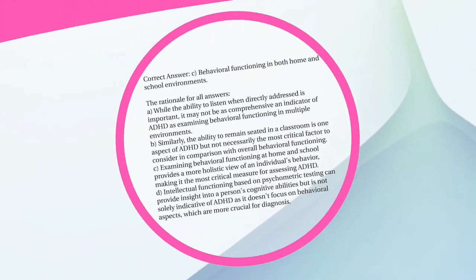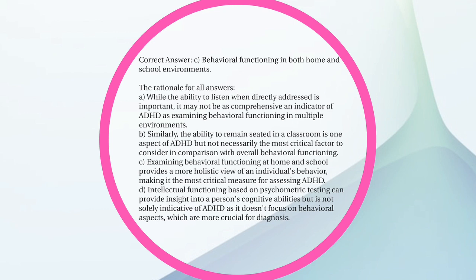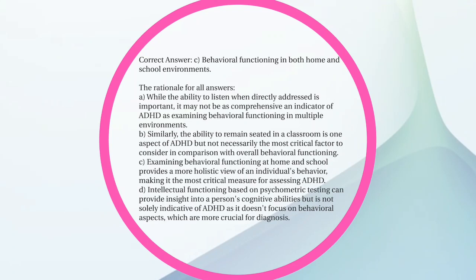Well, if you picked behavioral functioning both at home and school, you got this question correct. Remember, in the beginning of the video I mentioned that the behavior must be present in two or more locations, and that's the most important thing that you need to know. So the rationale here is that if you are examining behavioral functioning at home and in the school, it provides more of a holistic view of the individual's behavior, making it the most critical measure for assessing for ADHD.